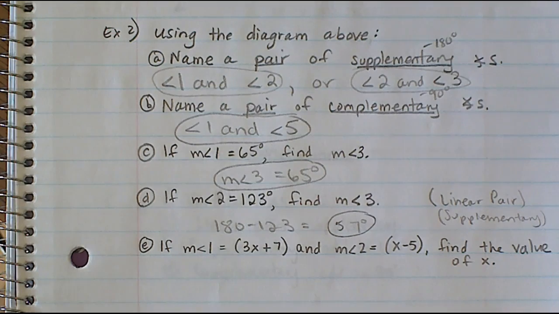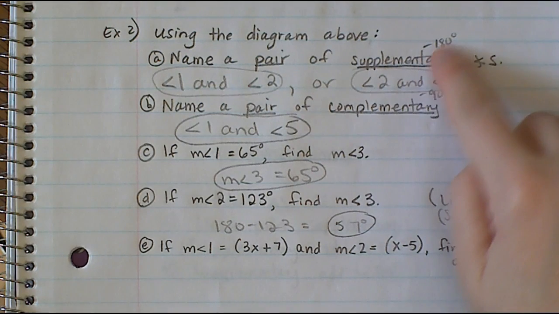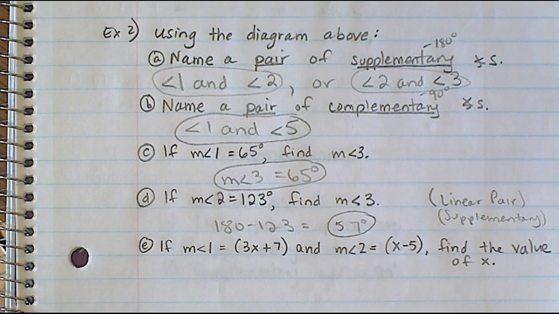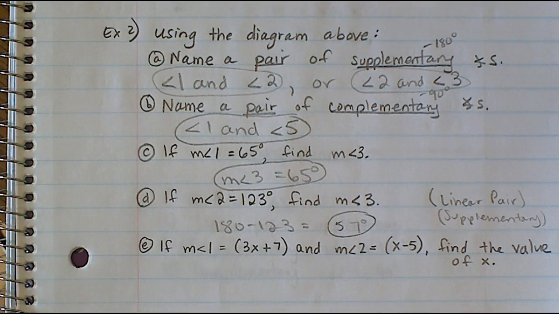Okay, name a pair of supplementary angles. So we know that supplementary angles add up to be 180 degrees. So there's two possible answers here because there's two linear pairs. So either angles 1 and 2 or angles 2 and 3 would be considered supplementary because those are considered a linear pair. Part B, name a pair of complementary angles.